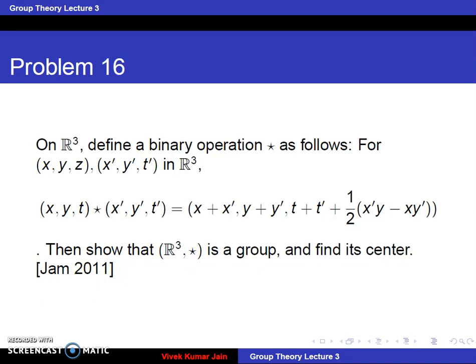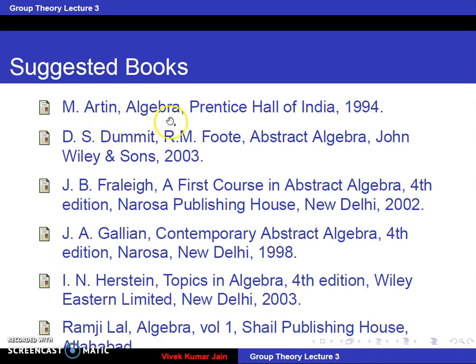So these were all the problems. Now I would like to suggest two more books: the book of Michael Artin, Algebra, PHI publication 1994. A new edition may be available in the market, so you can see it. And one more very well-known book, the book of J.B. Fraleigh, A First Course in Abstract Algebra, Narosa Publishing House, New Delhi, 2002. These two are also good books, so you can keep them in your library. Okay, thank you very much.